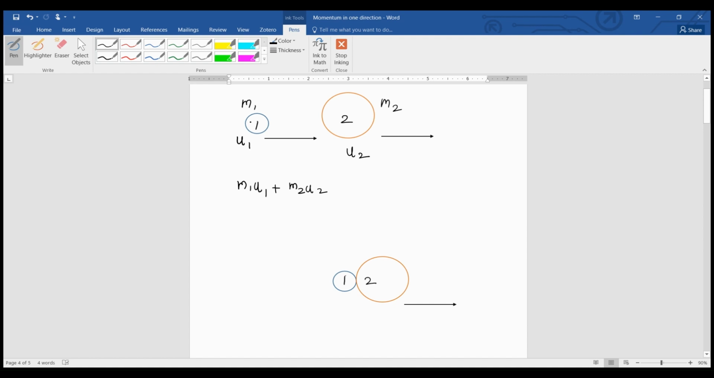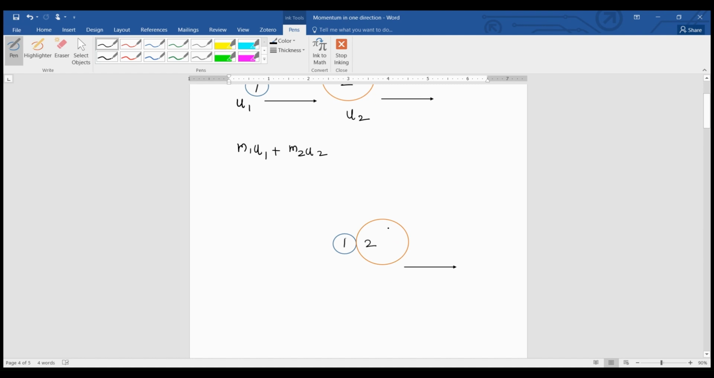So object 1 has a positive initial velocity, which is u1, and object 2 has a positive initial velocity, which is u2. After collision, they are stuck together and moving towards the right. So for the total momentum after collision, let us consider the velocity of the objects after collision to be v. Both 1 and 2 have the same velocity because they are stuck together.